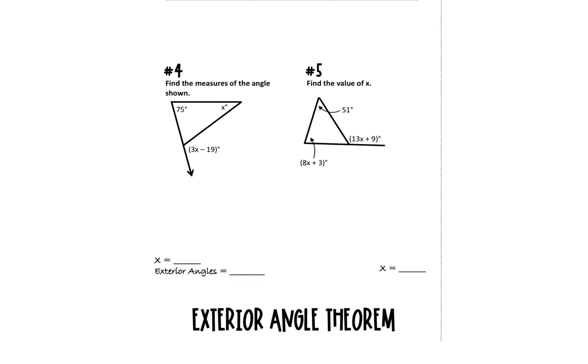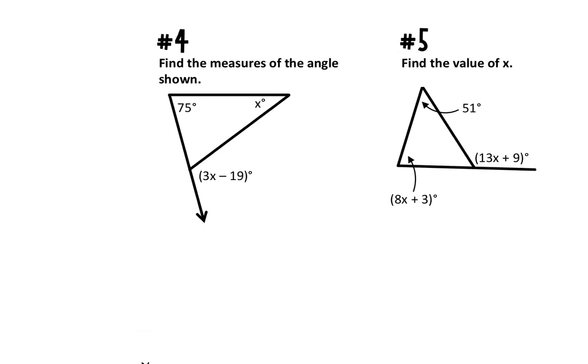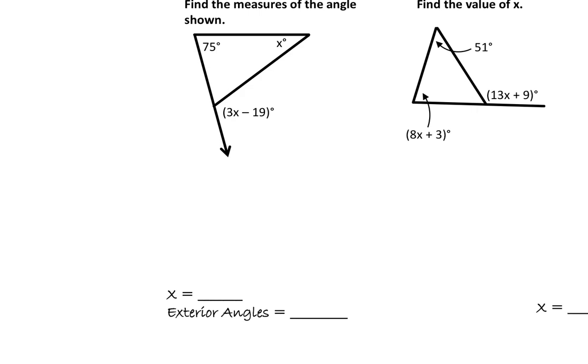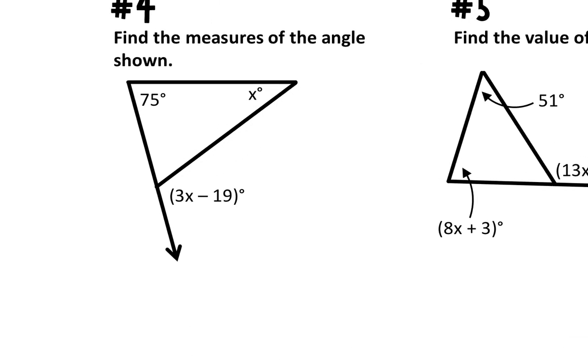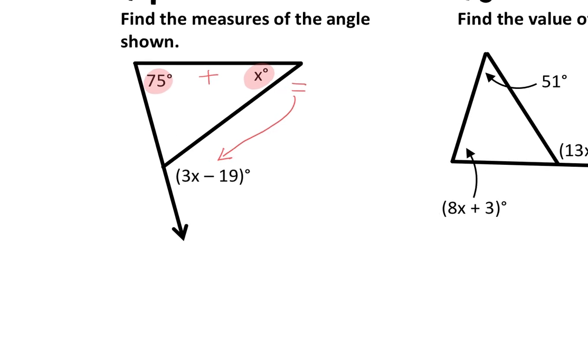Okay, our last problems, 4 and 5. Let's start with 4. So we need to find x and the exterior angle. It says, find the measure of the angles. So I'm going to do the same thing. I'm going to grab my two inside angles, add them, and put it equal to my outside angle. So I'm going to grab 75, add it with x, and put it equal to 3x minus 19.